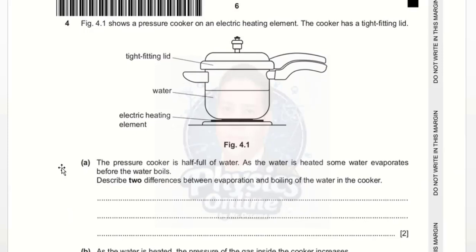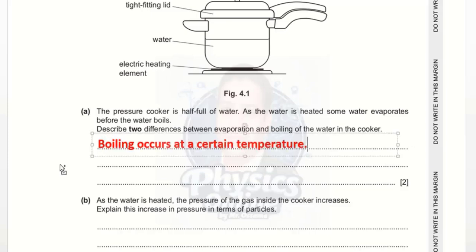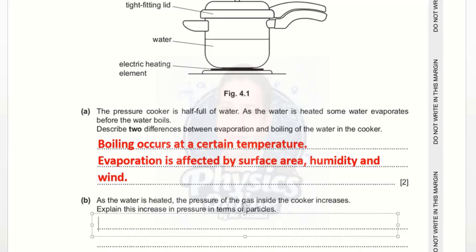Figure 4.1 shows a pressure cooker on an electric heating element. The cooker has a tight fitting lid. The pressure cooker is half full of water. As the water is heated, some water evaporates before the water boils. Describe two differences between evaporation and boiling of the water in the cooker. Boiling occurs at a certain temperature, and you can write that evaporation is affected by surface area, humidity and wind.